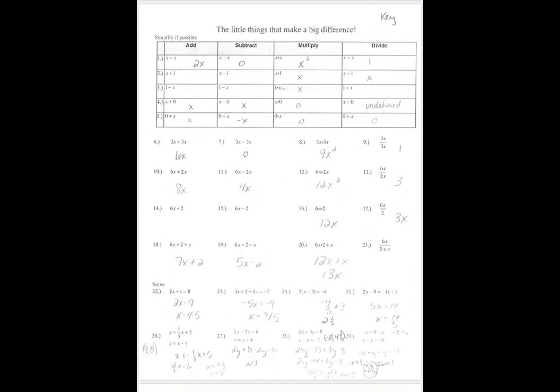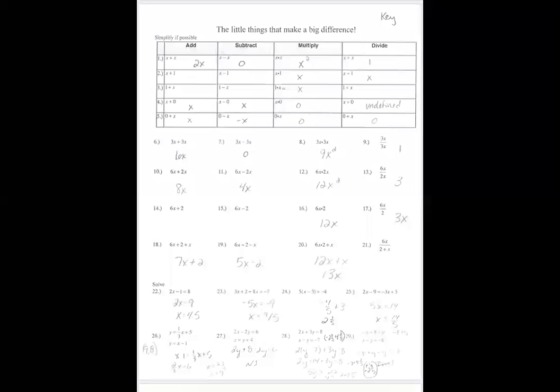Number 14, you cannot simplify. Those are not like terms. Number 15, you cannot simplify. Those are not like terms. Number 16, 6x times just 2 would simply give you 12x. And 17, 6x divided by 2 would give you 3x. You just divide the 6 by 2 and then multiply by x, to get 3.